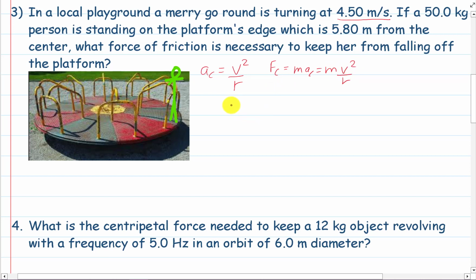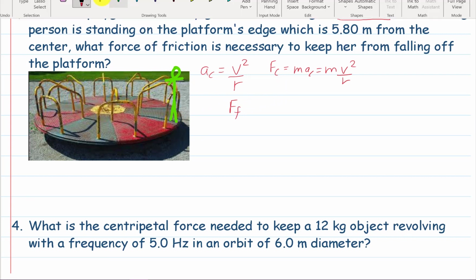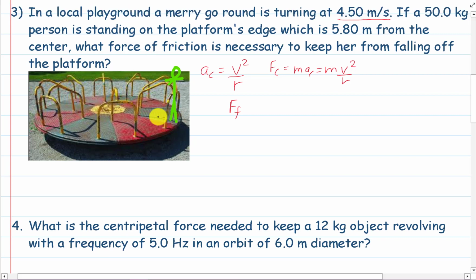So the frictional force is the only force that's going to cause her to be pushed in that direction. Without friction, she would just slide on off. So it's only going to be the frictional force that is applying the force that's necessary, the net force. And that's going to be M, which is 50 kilograms, and the velocity is 4.5 meters per second, squared, all over the radius, which is 5.8 meters.